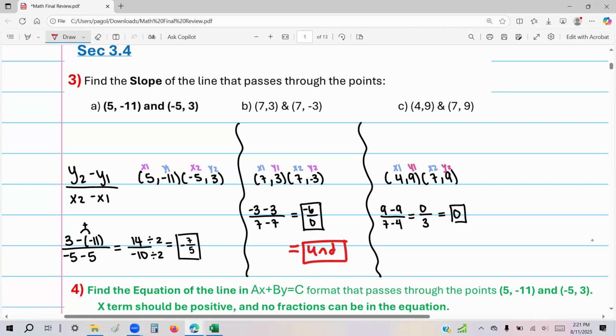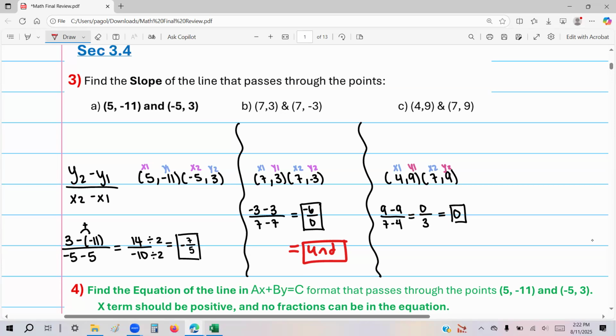The next one, we have the same y value, 9 minus 9. So now we have 0 in the numerator. 0 in the numerator means the slope is 0. Just like that one, you always have to put undefined when you have 0 in the denominator. So one of the scenarios will be given in the exam. If the 0 is in the denominator, it's undefined. When the 0 is in the numerator, the slope is 0.